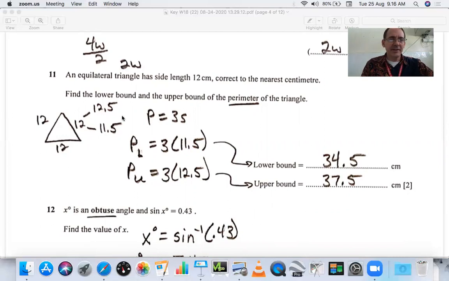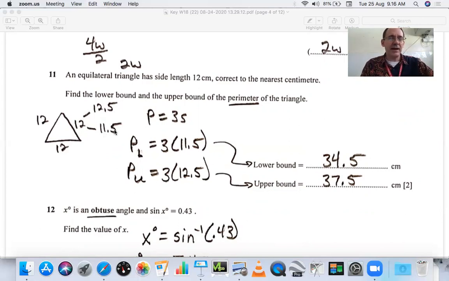The first layer is the layer of your estimated value. Your measured value is a side that is measured to be 12 to the nearest centimeter. So your first layer is finding your upper and lower bound. The lower bound is 11.5. Every number above 11.5 will round up to 12. If it's below 11.5, it would round down to 11.